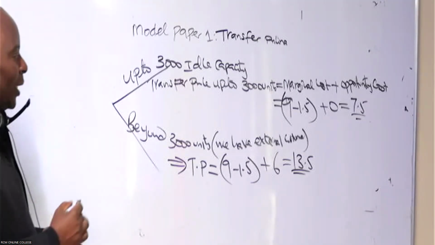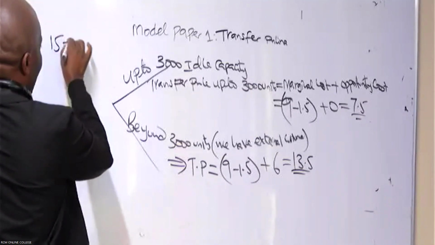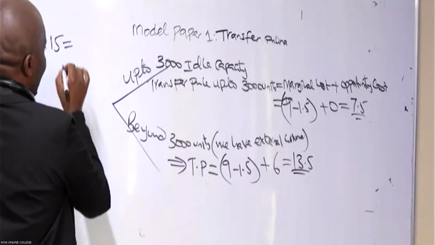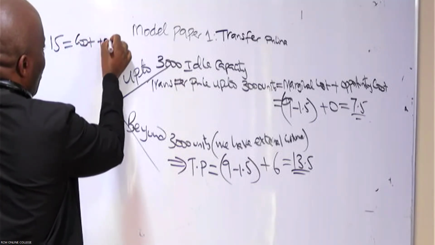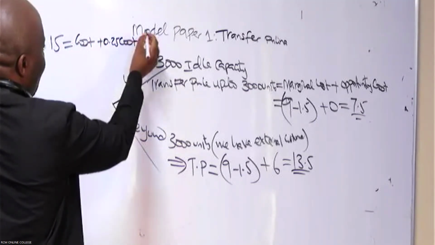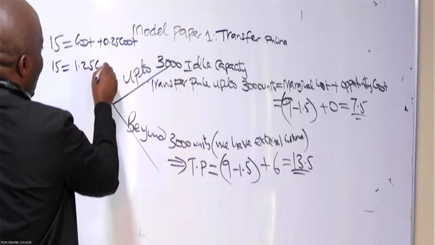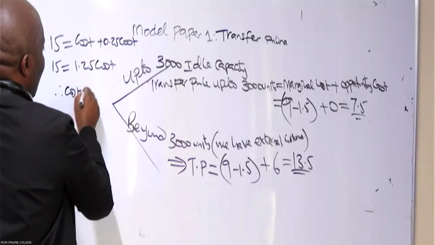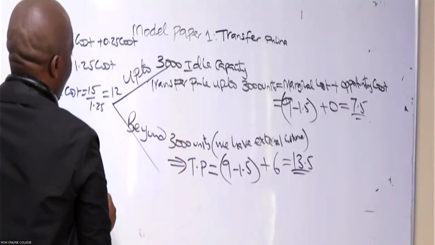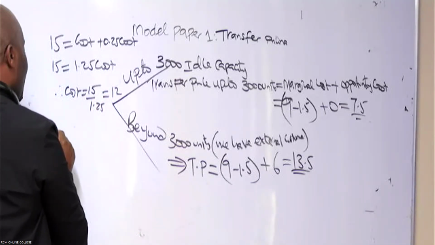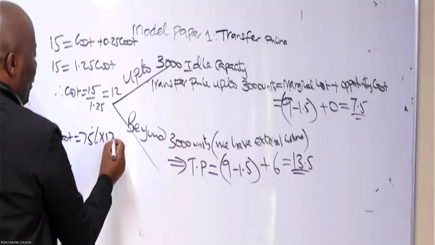Remember, this student is asking, in this case we are told that the selling price is 15, if you read that question very well. To get this selling price of 15, we have cost plus a profit margin of 25% of the cost. So 15 equals 1.25 times cost. Therefore, cost was 15 over 1.25, which gave us 12. And on this 12, we are told that variable cost is 75%.